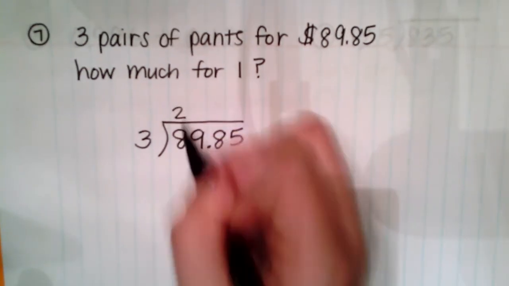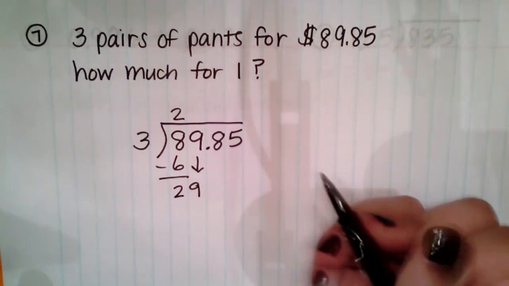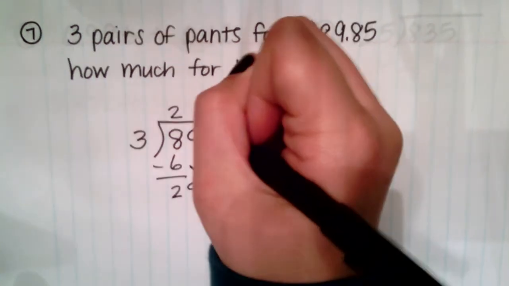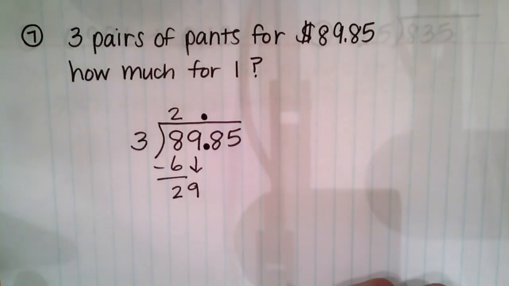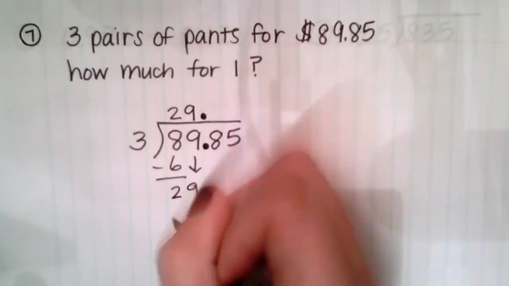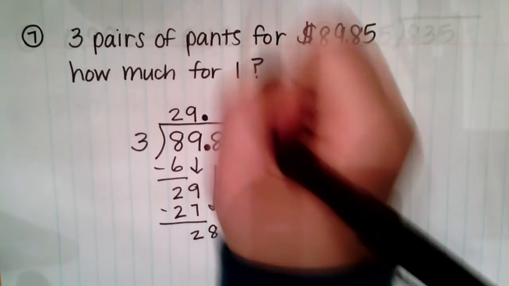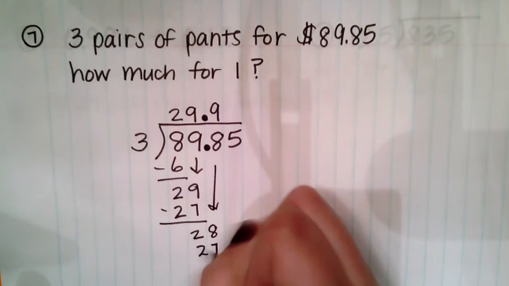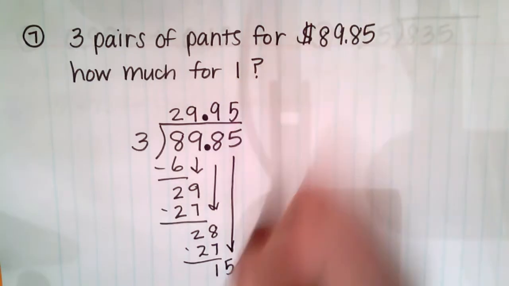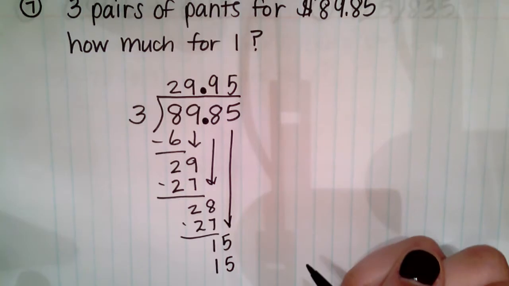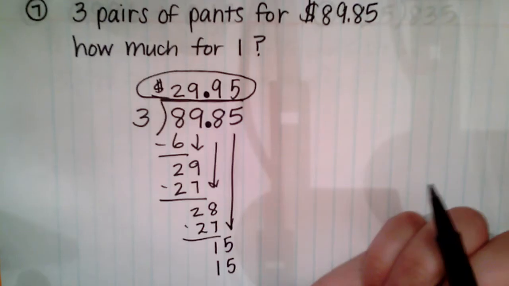3 goes into 8 twice. 2 is less than 3. Bring down my 9. Uh-oh, I forgot to float up my decimal, now that I see it as I'm going along. And I would make sure at the end that my answer makes sense. 3 times 9 is 27. So that means each pair of pants was $29.95.